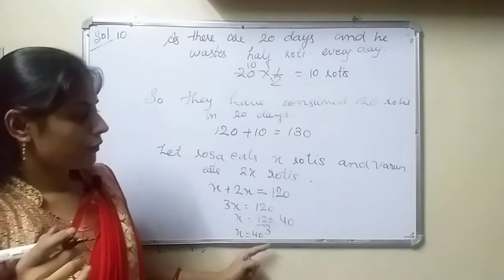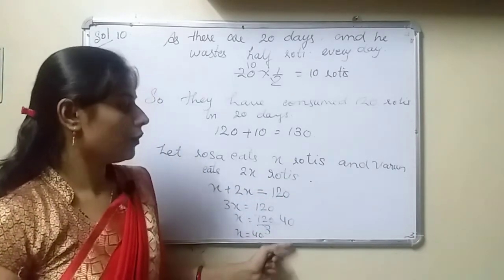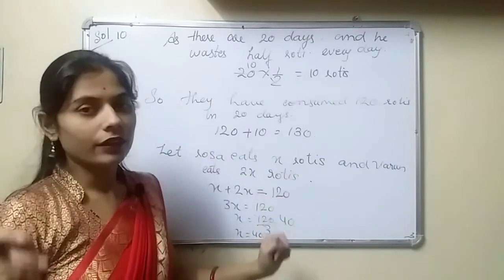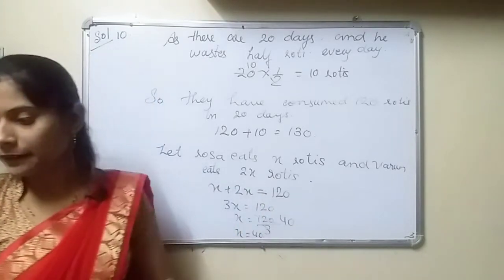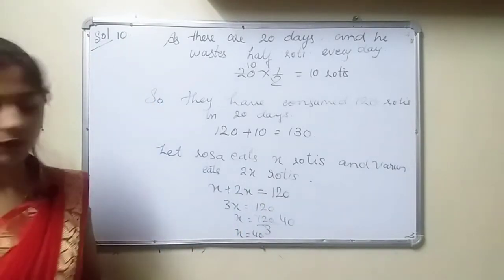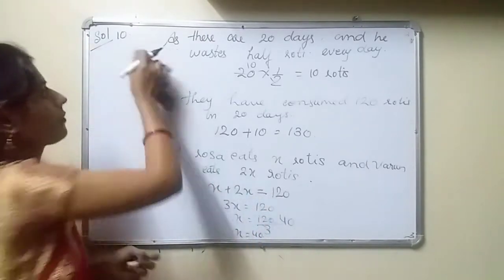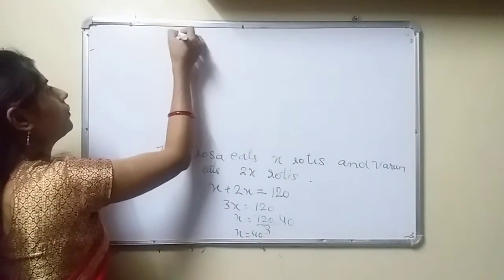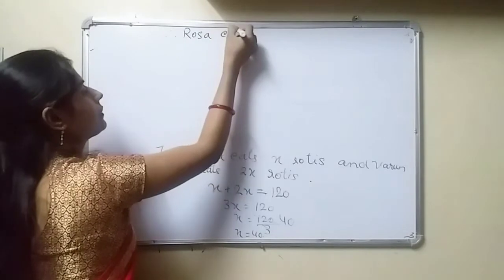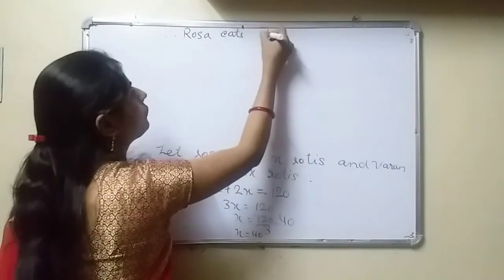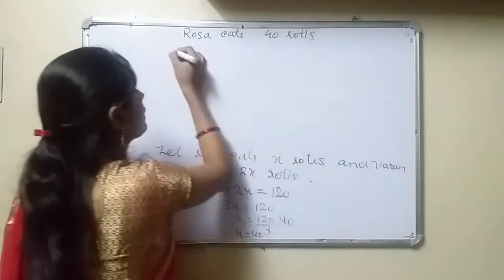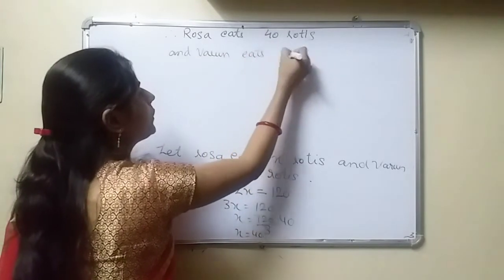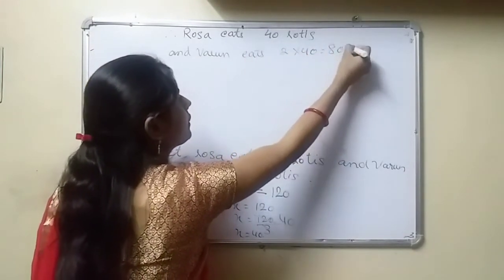Now see, Rosa eats 40 rotis in 120 days. Therefore, how many rotis does Varun eat in 120 days? That is double of Rosa. It will become 80 rotis. Now see, therefore Rosa eats 40 rotis and Varun eats 2 into 40, that is 80 rotis.